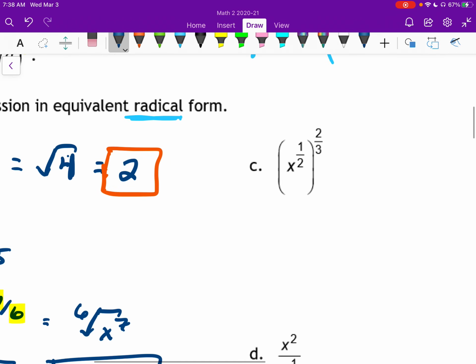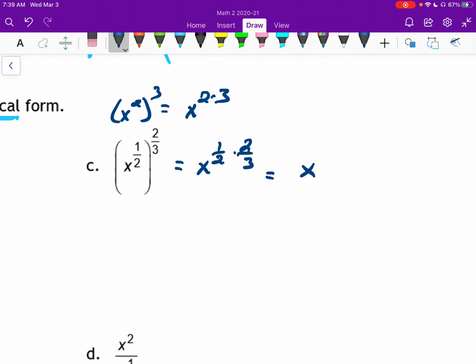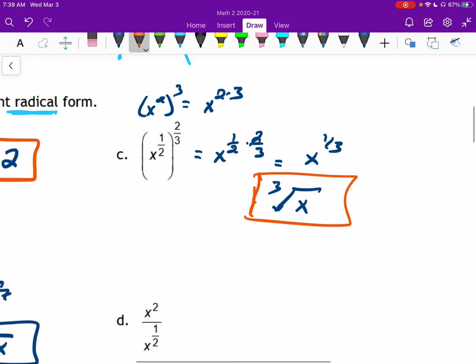C, x to the 1/2 to the 2/3. Well, this would be like x squared to the 3rd. And if we had it like that, it would be x to the 2 times 3. So that's what we're going to do here as well. We're going to multiply. So this will be x to the 1/2 times 2/3, which is x to the 1/3. The 3 becomes our root, so this will be the 3rd root of x, and then we had a 1 in our numerator, so it's just a plain old x, no exponent. That's it.